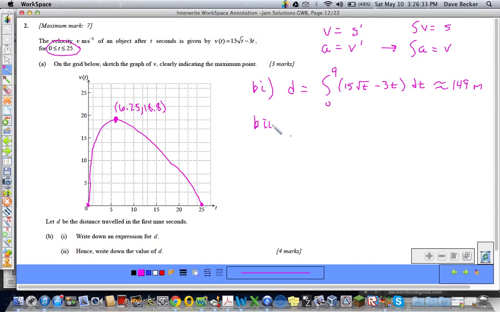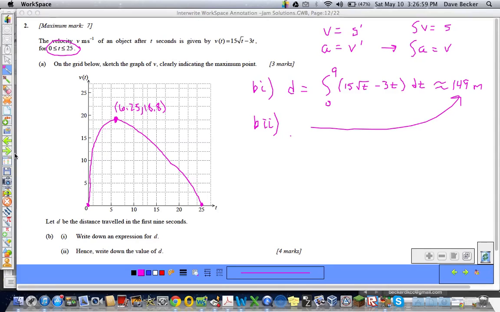What about part b, ii? Hence, write down the value of D. Oh, that's what I just did. Sorry, I jumped ahead, didn't I? Okay, so that's 149 meters. Don't do it by hand. Write down: paper 2, do not integrate anything by hand in paper 2. Obviously, you have to have the bounds to be able to do that. If you don't have the bounds, then you have to integrate by hand.